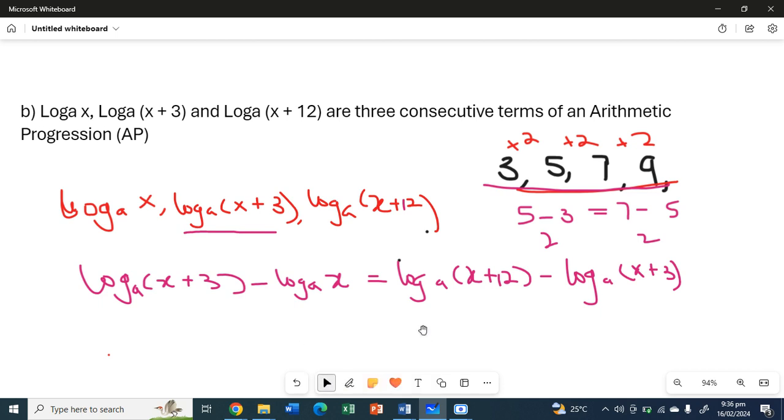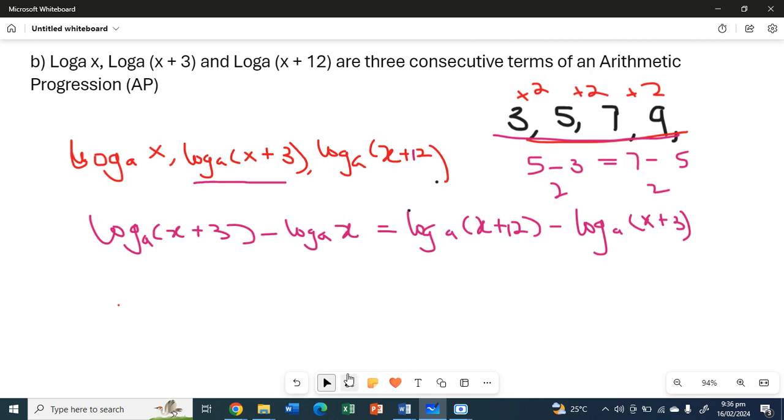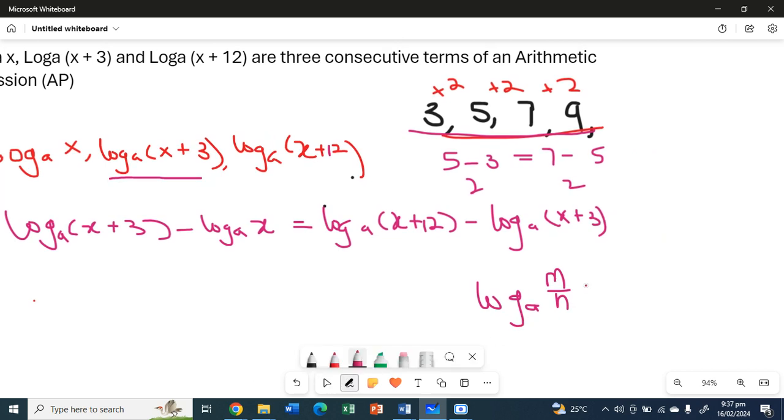So now once we put the logarithms in this format, we can use the laws of logarithms, the quotient rule. Remember the quotient rule whenever you're subtracting logs? Let me write the quotient rule here. Log a (m over n) equals log a m minus log a n. All right, this is the quotient rule, and this is what we're going to apply on both sides.